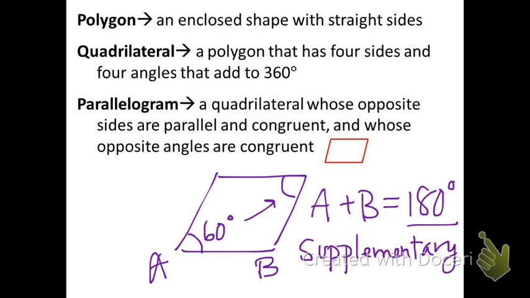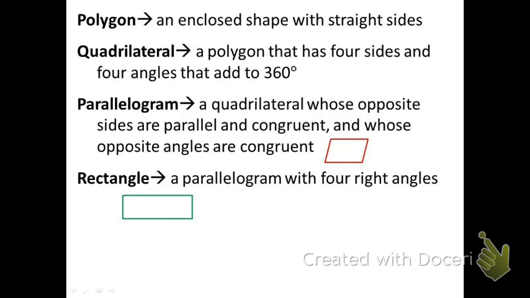And we talked about when 2 angles add to be 90 degrees, those are complementary. So when it adds to be 180 degrees, that's supplementary. So there's a lot of information we can get from a parallelogram. Our next quadrilateral is a rectangle, and it is a parallelogram, so opposite sides are parallel and congruent.